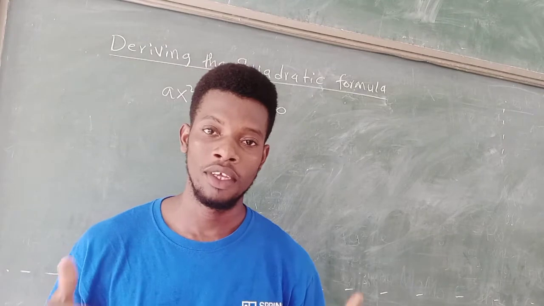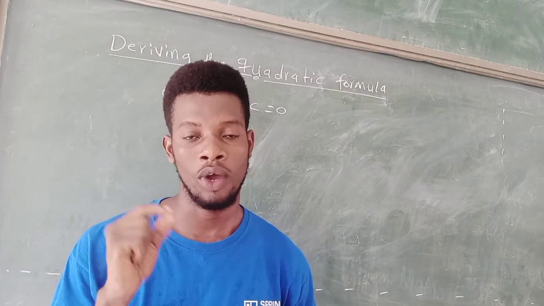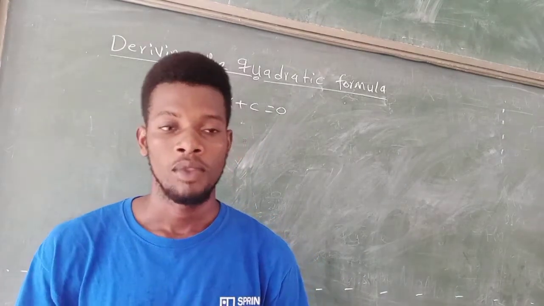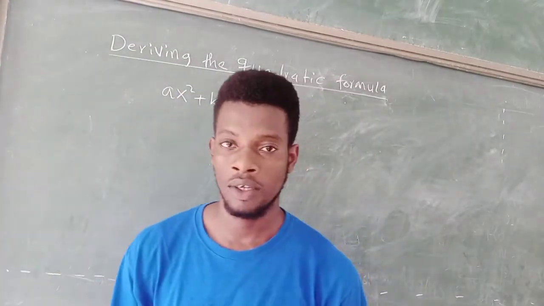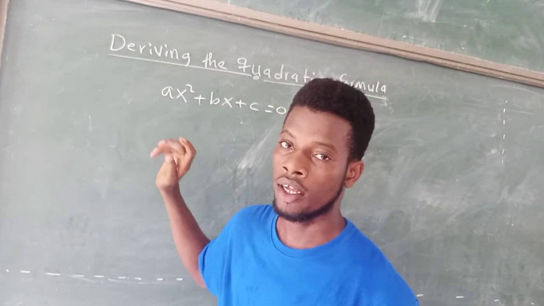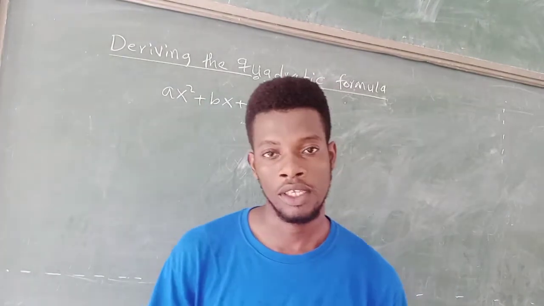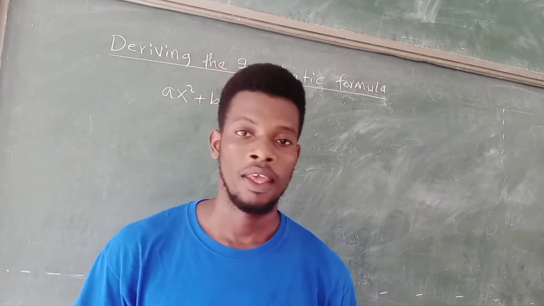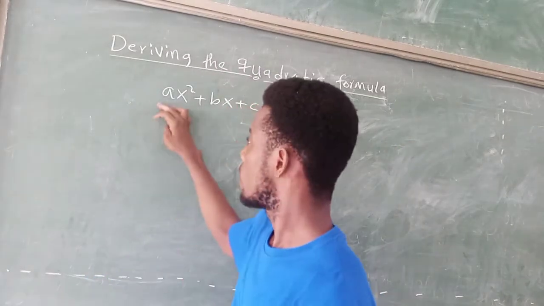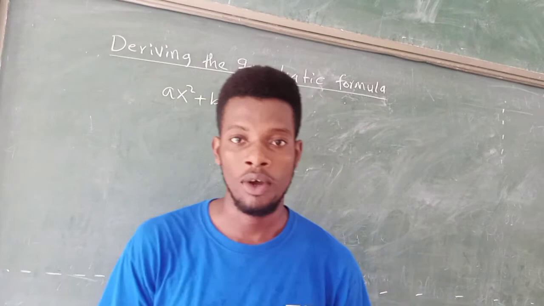Today we'll be deriving a formula for the quadratic equation. Now, let's get to it. The general form for any quadratic equation is ax squared plus bx plus c. a, b, and c are constants and x is a variable. So in this formula, we want to find the value of x.